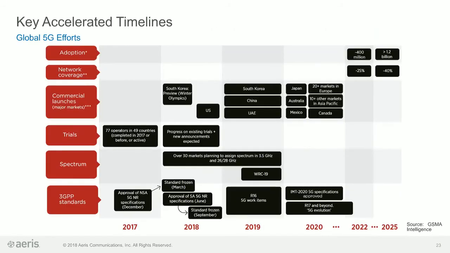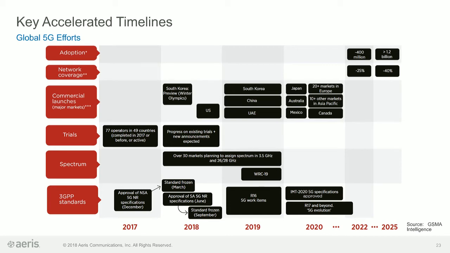So a reality check about what really happened is that a number of carriers decided to accelerate this. A number of key suppliers decided to support that acceleration. And what you see over here are the key accelerated timelines for global 5G efforts across the board. In 2017, the trials that started were with 77 different carriers in 49 countries, some of which I'd identified in an earlier chart. They were either completed in 2017 or they're active right now.